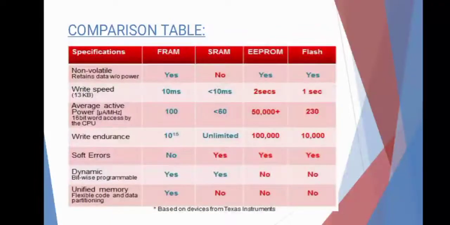We'll see all the comparison points in this table. FRAM uses non-volatile memory. The write speed is very much faster than flash. We can also see that the write endurance for FRAM is very much higher, that is, 10 to the power of 15 times that of flash. Soft errors occur in flash memory whereas FRAM does not allow them. And there is dynamic bitwise programming in FRAM whereas flash memory does not allow that, and there is also unified memory in FRAM.